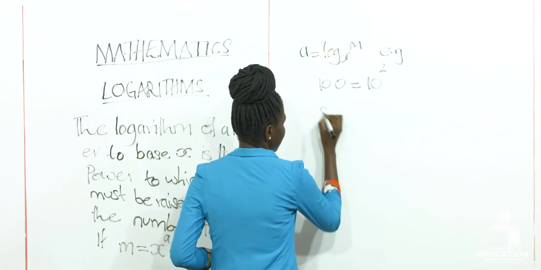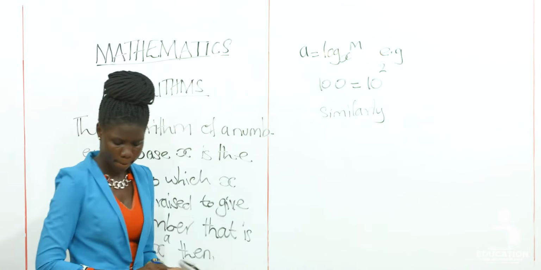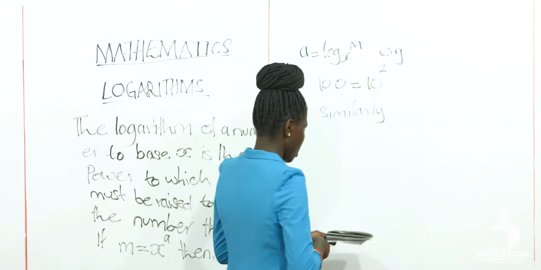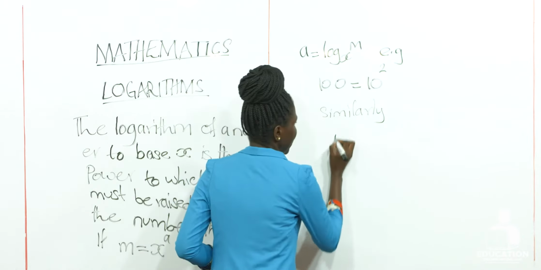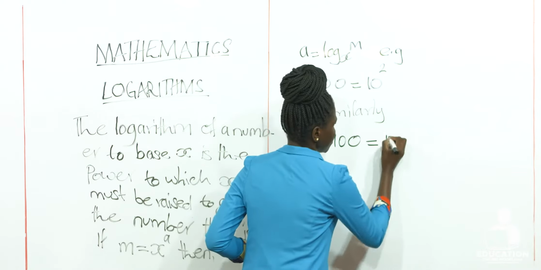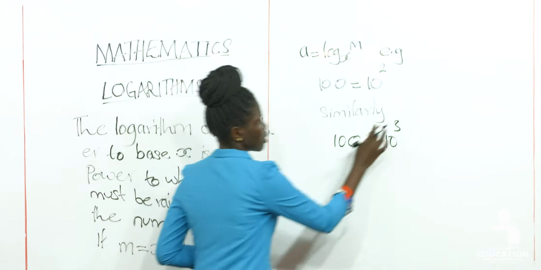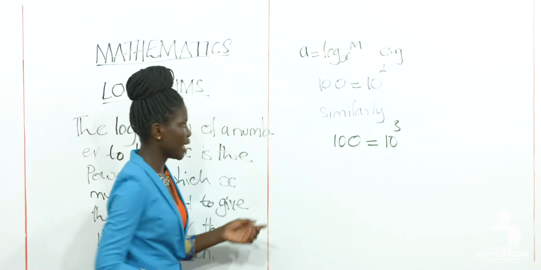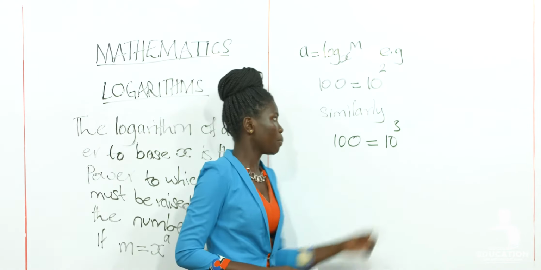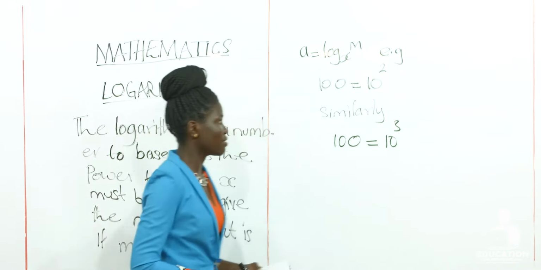So we are saying similarly, if given a number, for example, like 100 is equal to 10 to power 3, given a number like this, you know which is the number, which is the base, and which is the power. The power remains the same, and our base is going to be base 10 in this case, and the number will be 100.